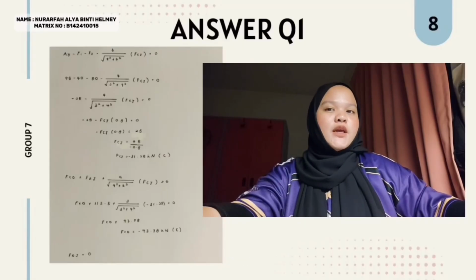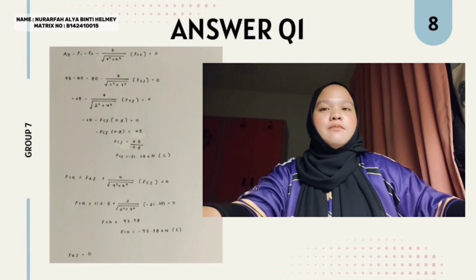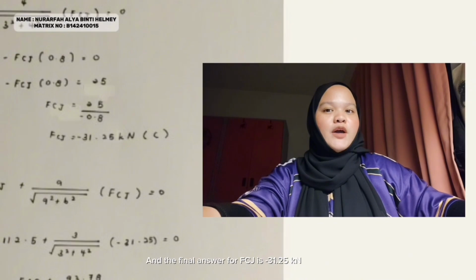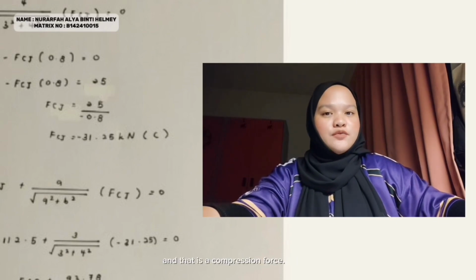Next, equation force for member FCJ. The equation is AY minus F1 minus F2 minus B divided by square root of 3 power of 2 plus 4 power of 2 multiply FCJ equal to 0, and the final answer for FCJ is negative 31.25 kilonewton, and that is a compression force.